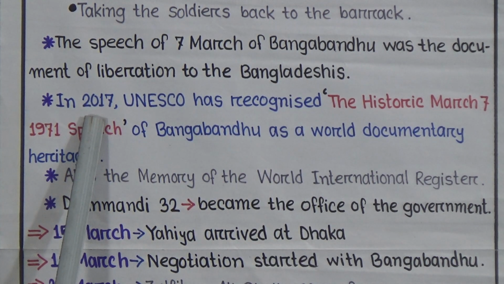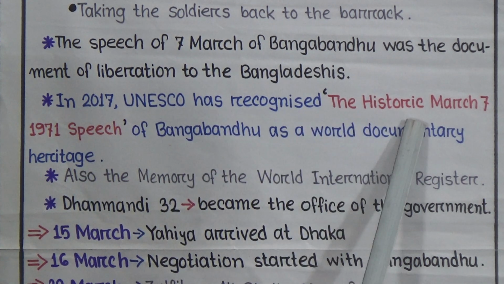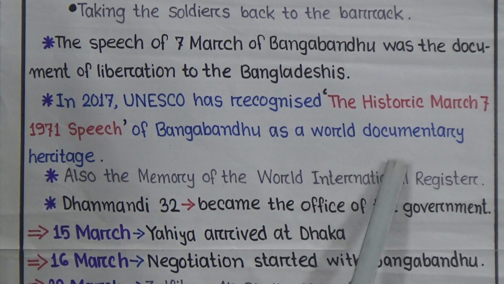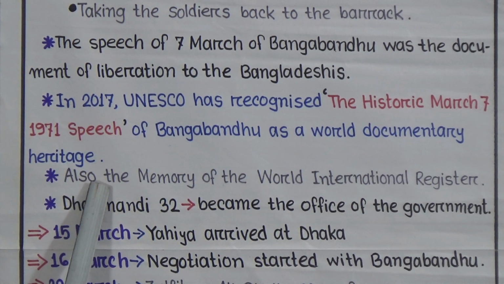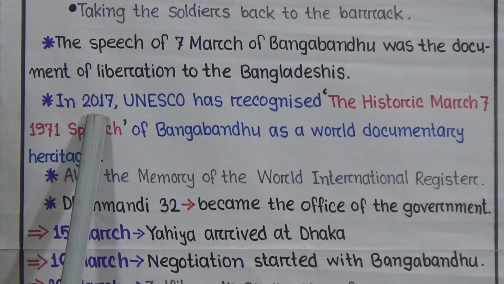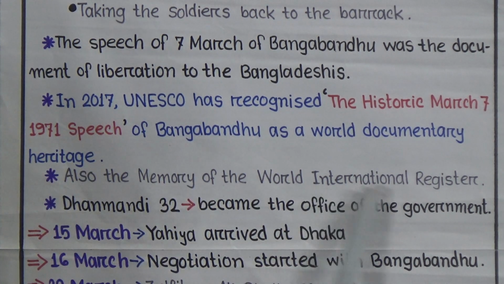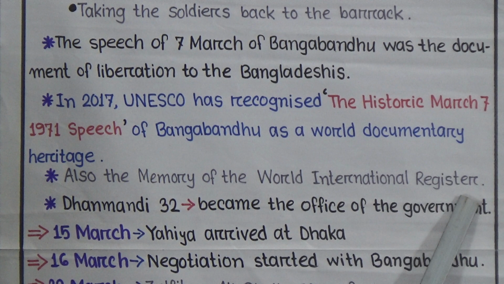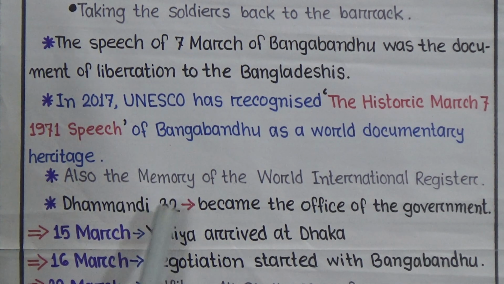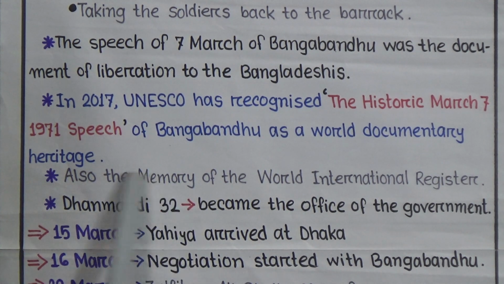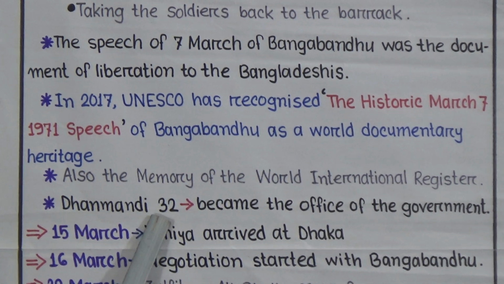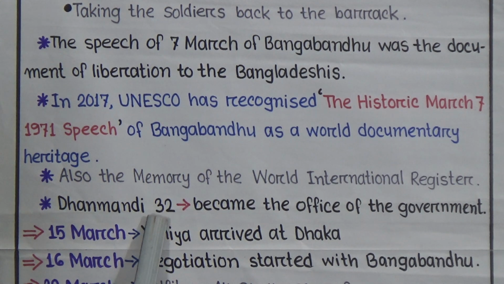In 2017, UNESCO recognized the historic March 7, 1971 speech of Bangabandhu as a World Documentary Heritage. UNESCO recognized it in 2017 as part of the Memory of the World International Register. And at that time, Dhanmondi 32, the house of Bangabandhu Sheikh Mujibur Rahman, became the office of the government. From there, Bangabandhu used to communicate with the people of East Pakistan, with the leaders, with all the masses.